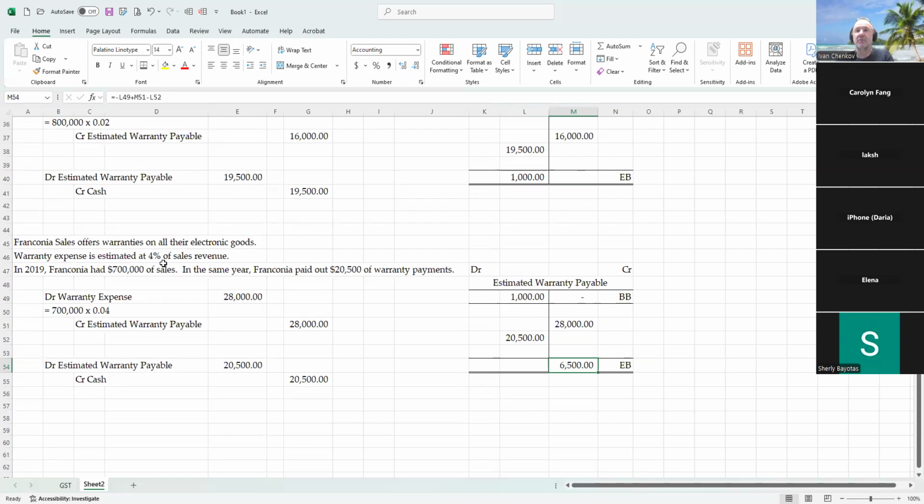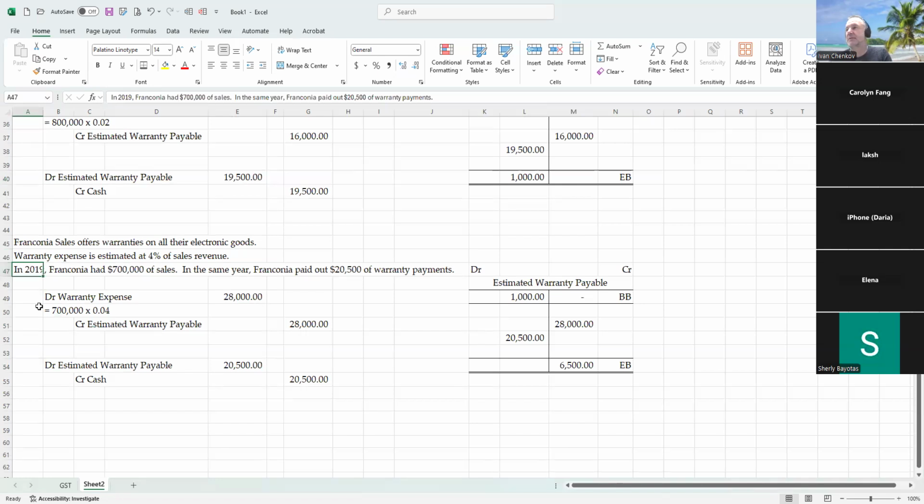Now we can go down a little bit, right? Because now 6,600, 6,500, that's too much. Can we settle this warranty a different way? Can we use another account? What do you think? Instead of paying the warranty, can I do something else about the warranty?